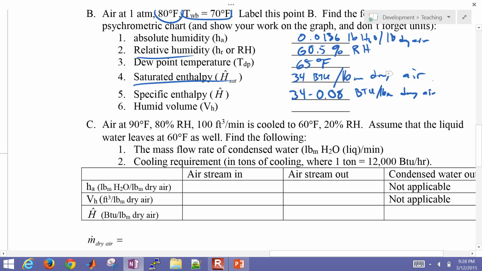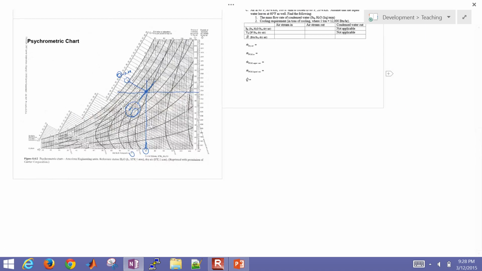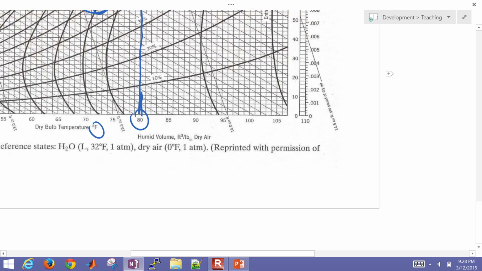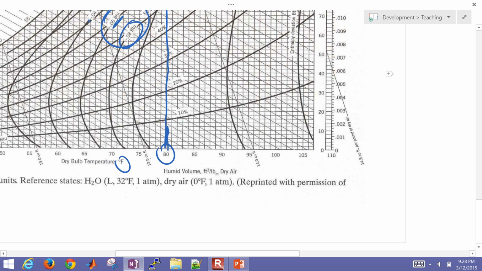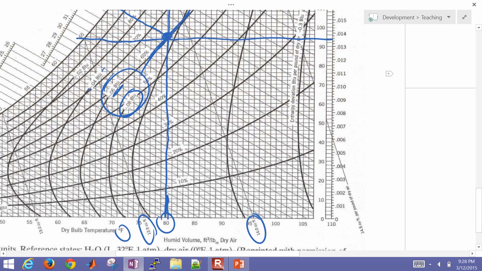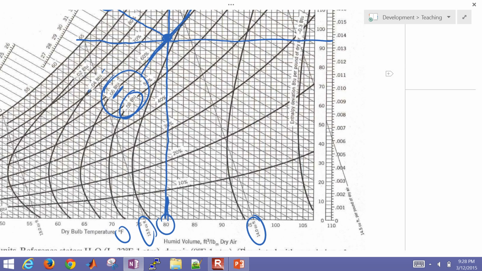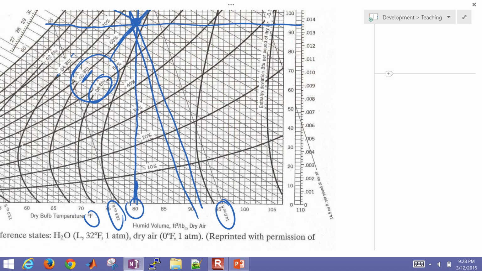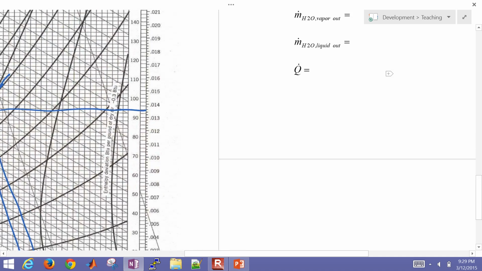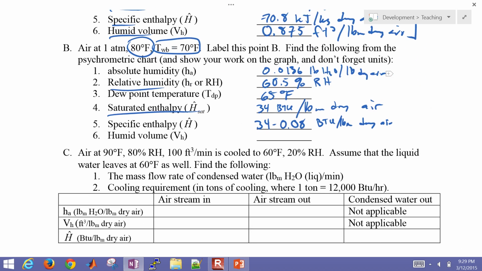Let's go back and get the humid volume as well. That is right here. There's the humid volume, and this is going to be about right here. If we just interpolate between those two, we'll say that's about 13.85.